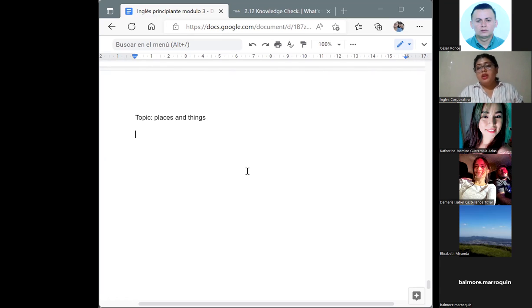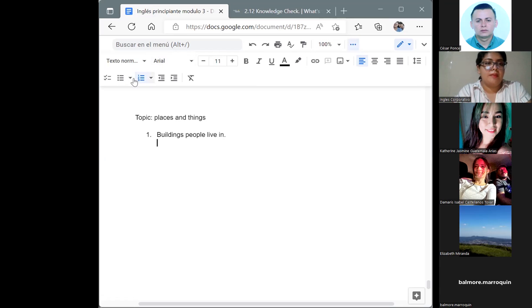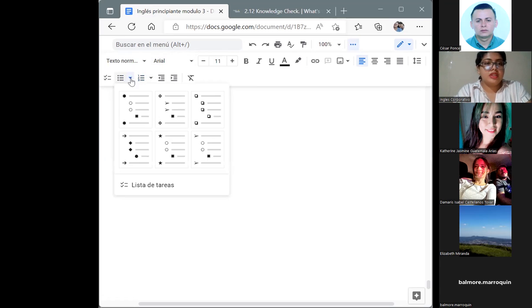So, we are going to see the first category because I have 1, 2, 3, 4, 5 different categories of words. 5 categorías de lugares. So, we are going to begin with category number 1. And this is buildings people live in. Edificios en los que viven las personas. So let's see what are the words that we have for this category.